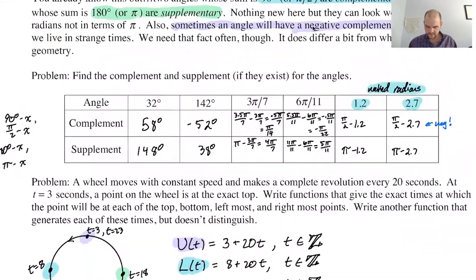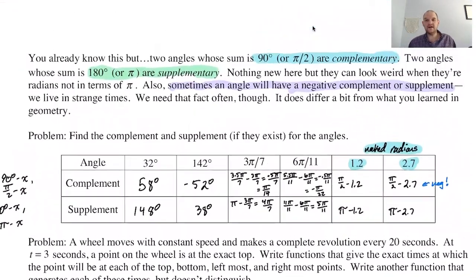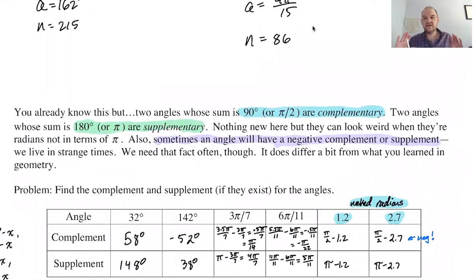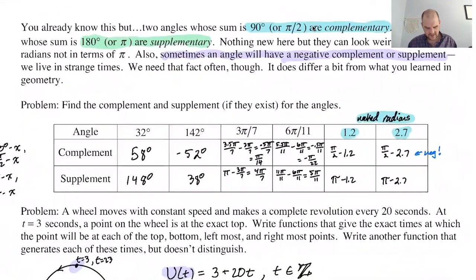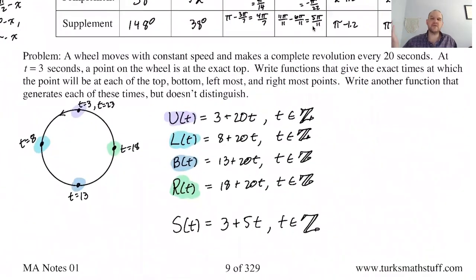So we did some stuff here. Complements and supplements, not new ideas, maybe new in radians, I guess, but they can be positive, they can be negative. That's a big difference. And well, maybe it's a big difference, depending on the geometry class that you took. So we did that, and then we looked at this. We just came up with some generalizations about something that's kind of moving in a circle. Moving in a circle is a very trig thing, although it doesn't feel it when you first start doing it.